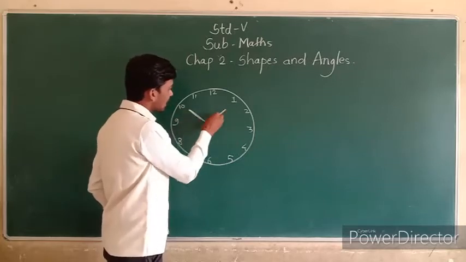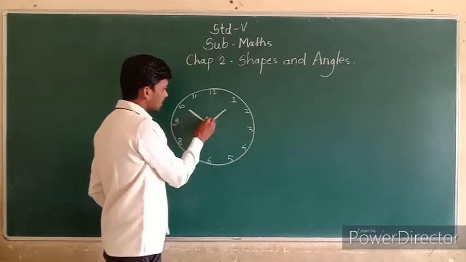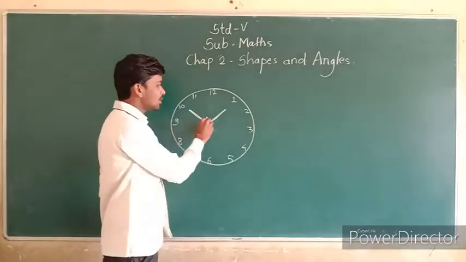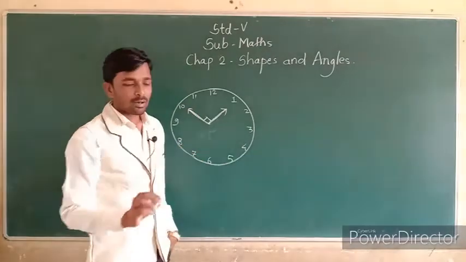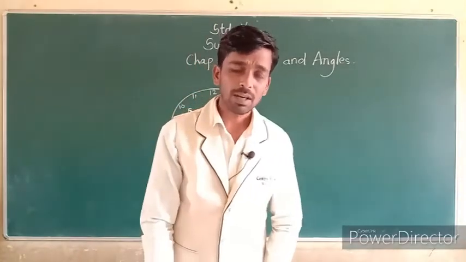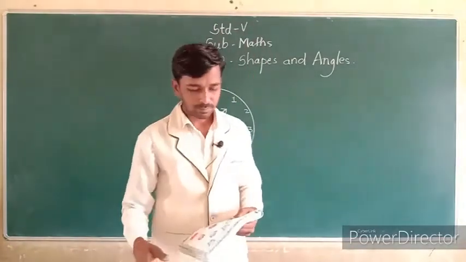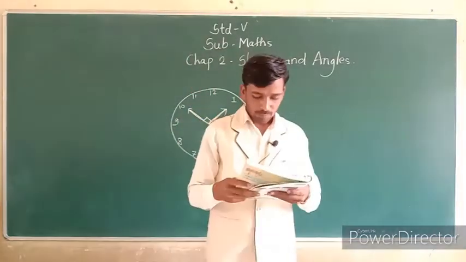See, this is looking like L shape. That is looking like L shape. That is also a right angle. All of you understood? These 3 you can draw in that clock. Okay. Next we can go to page number 29.